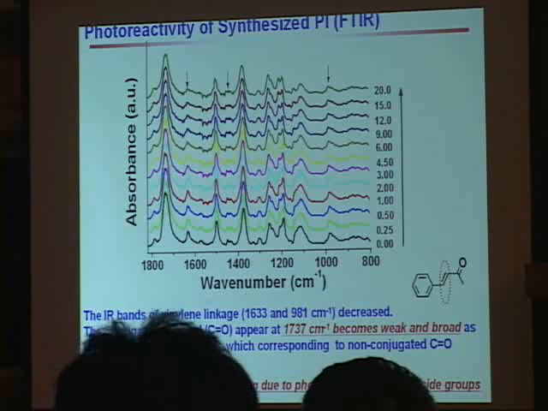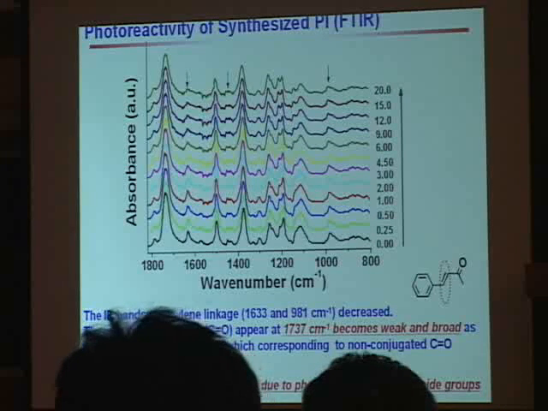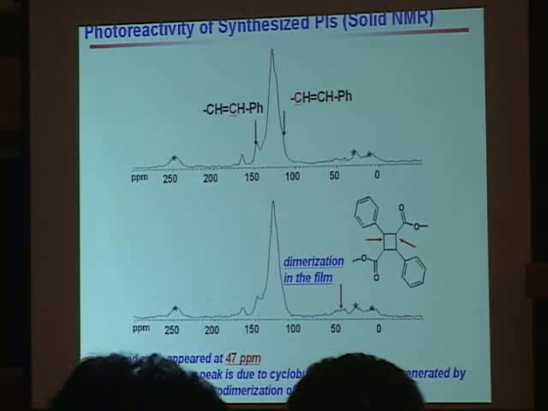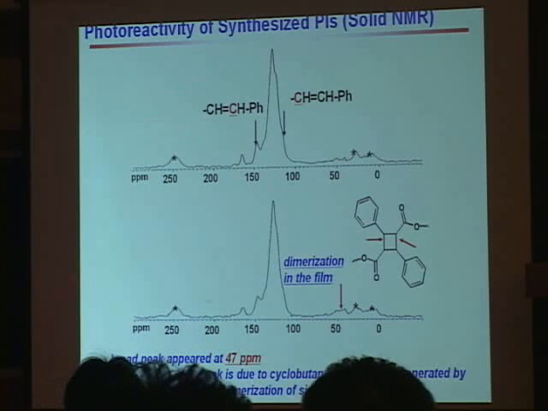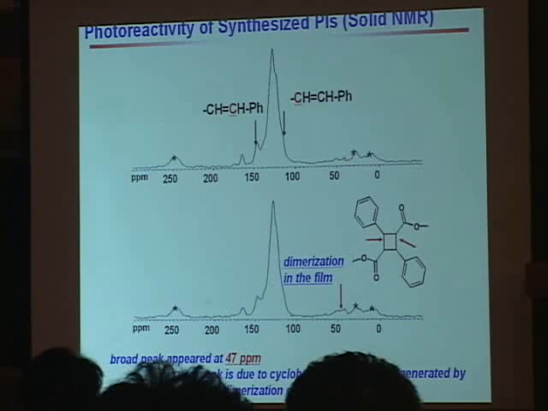So in order to confirm the photoreaction in the film, we measured the solid state NMR. As shown here, this is the solid state NMR before the UV radiation. This is after UV radiation. As shown here, a very small and very broad peak appeared at around 47 ppm. This coincides with cyclobutane carbon. So we can conclude one thing: in the film state, because of the UV radiation, the film undergoes photodimerization.